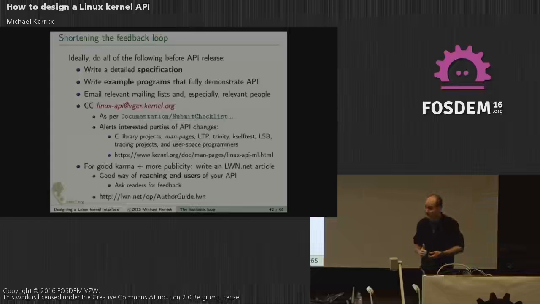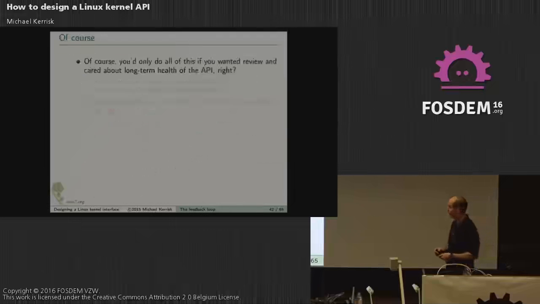Another good way of publicizing an API, and some kernel developers have actually done this sort of thing, is to write an article for LWN, because that's a very good way of propagating information about your API to a wide audience. Unfortunately, that last piece is really the exception rather than the rule.